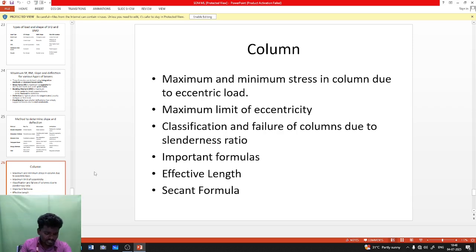For the maximum limit of eccentricity, in a solid rectangular section the shape of the core is a rhombus, for a square cross section the shape of the core is a square, for a solid circular section the shape of the core is circular, for a hollow rectangular section the shape of the core is a rhombus, and for a hollow circular section the shape of the core is a circle.